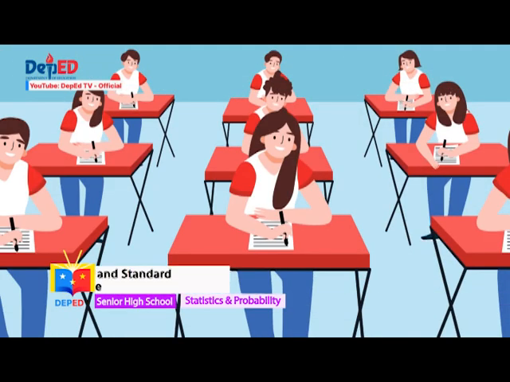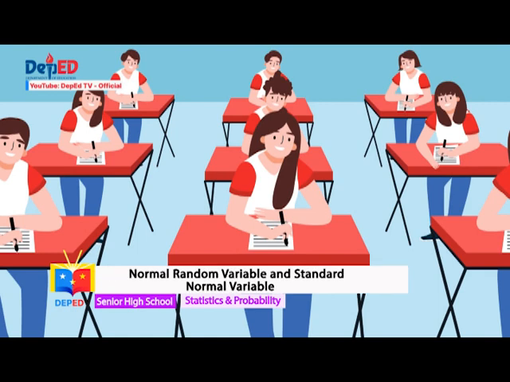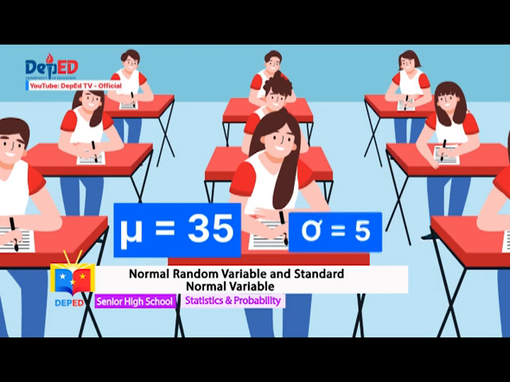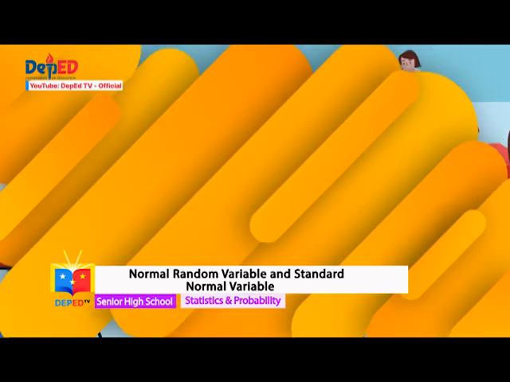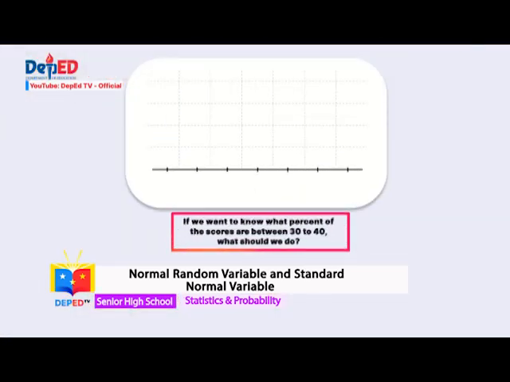Let's have another example. The scores of the senior high school students in their statistics and probability quarterly examination are normally distributed with a mean of 35 and a standard deviation of 5. From the given problem, we know that we have a normal distribution, which means we have a normal curve, with a mean of 35 and a standard deviation of 5. If we want to know what percent of the scores are between 30 to 40, what should we do?